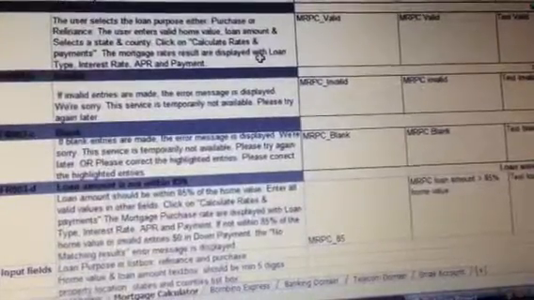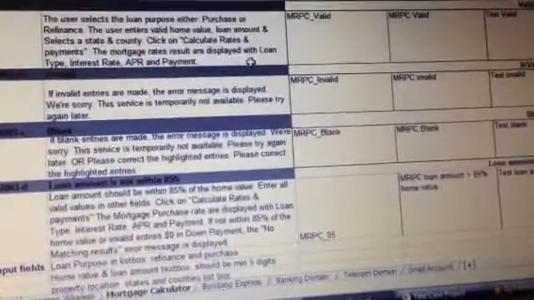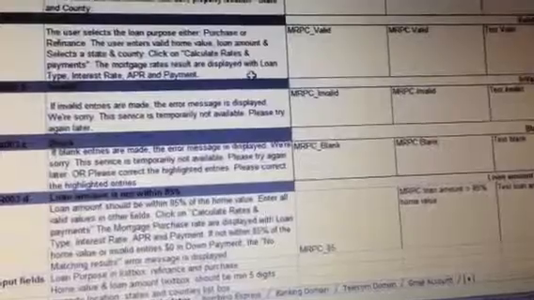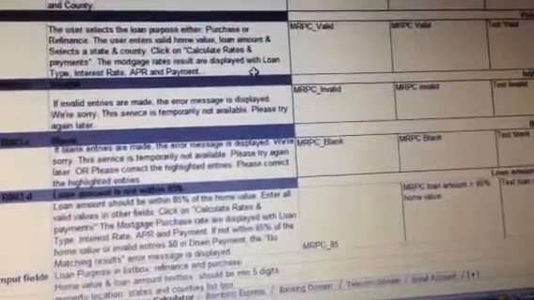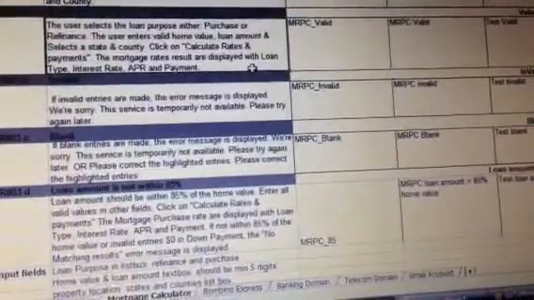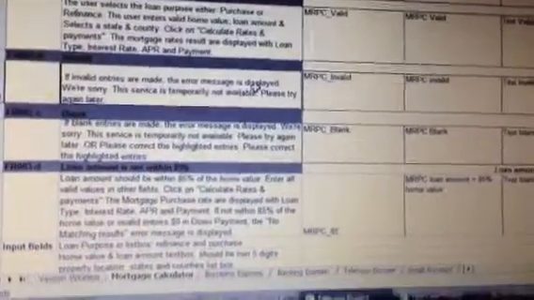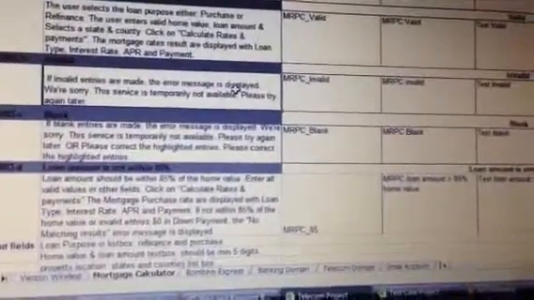The mortgage rate results are displayed with the loan type, interest rate, APR, and payment. So there are all different types of loan payment products, like 30-year and 15-year options, and then different rates and APRs, and then monthly payments.